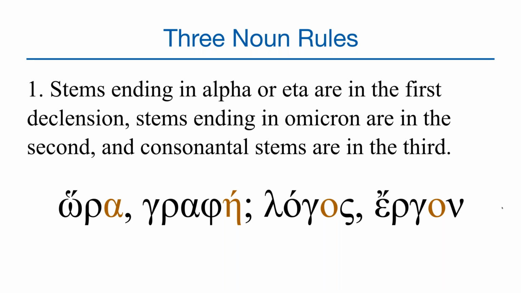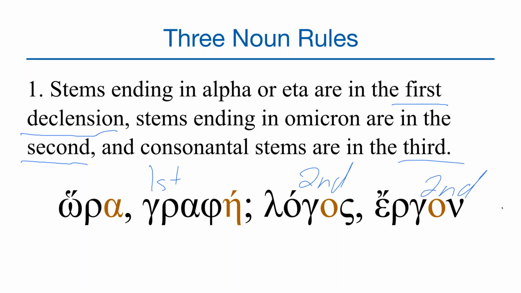If you're going to take another picture, this would be one to take a picture of. Stems ending in alpha or eta are in the first declension. Stems ending in omicron are in the second, and consonantal stems are in the third. So hora and graphe are first. Logos is second. Ergon is also second. Because it's not the ending, it is the ending of the stem. The stem ends in an omicron for both of those.